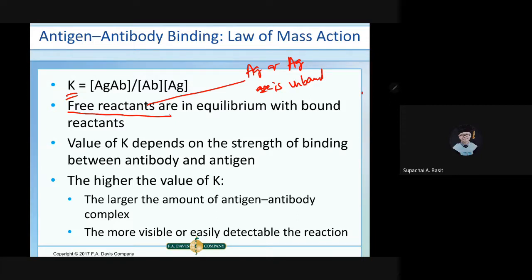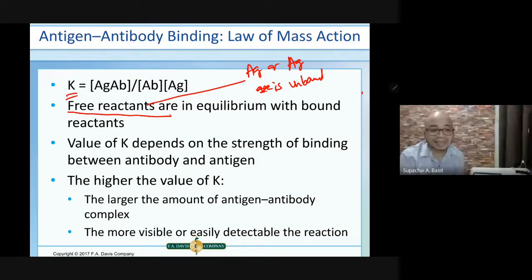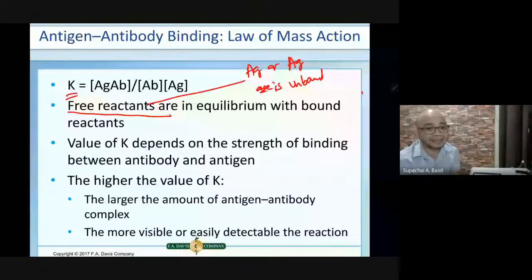So the larger the amount of antigen-antibody complex, the more visible or easily detectable the reaction. Meaning, you'll be able to see visually, through your naked eyes, an agglutination or precipitation reaction if more antigen and antibody bind together. If only few of them bind, then you'll not be able to see any reaction at all. So that's what we meant by the law of mass action.